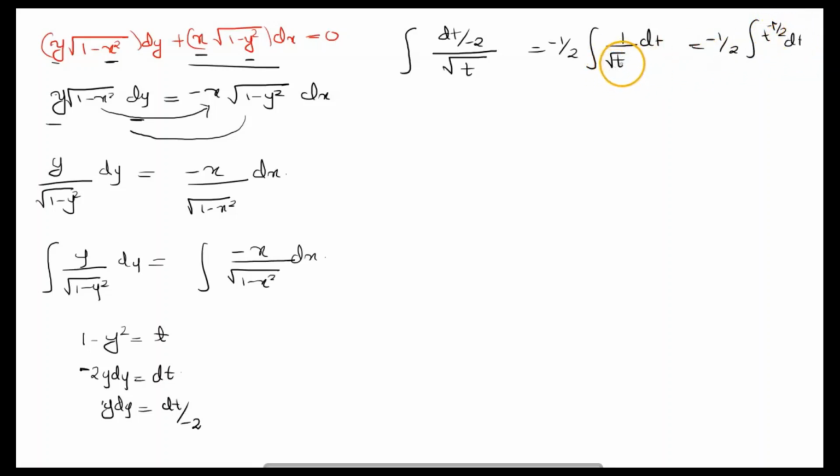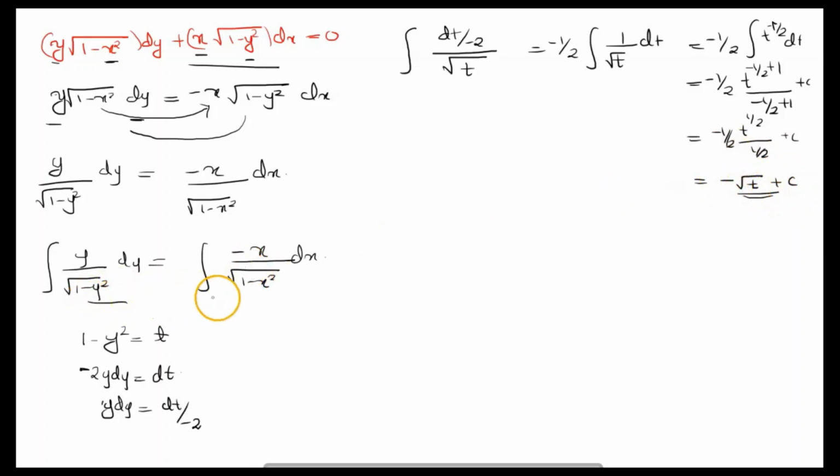T raised to 1 by 2 is root t, so taking it upper, this is t raised to minus 1 by 2. Now integral of this is t raised to minus 1 by 2 plus 1, divided by minus 1 by 2 plus 1, plus integrating constant. Now this is minus 1 by 2 t raised to 1 by 2 by 1 by 2 plus constant. The 1 by 2 cancel. This is minus root t plus c.